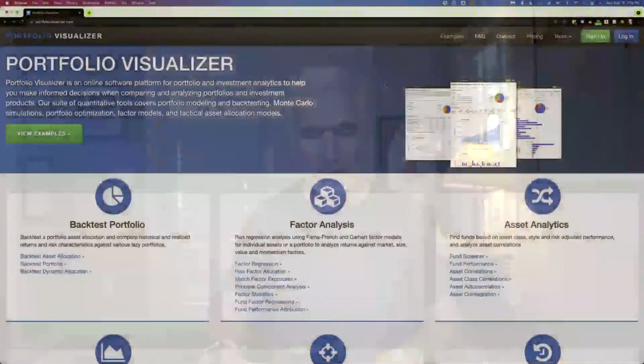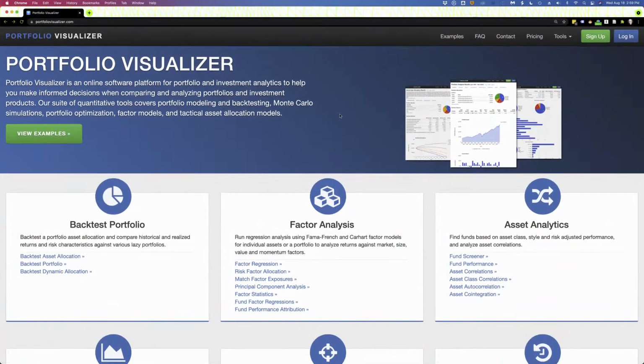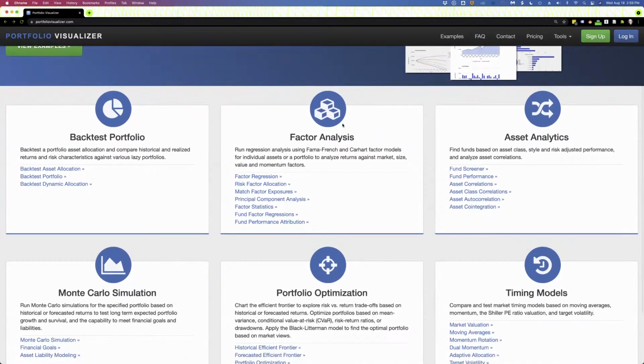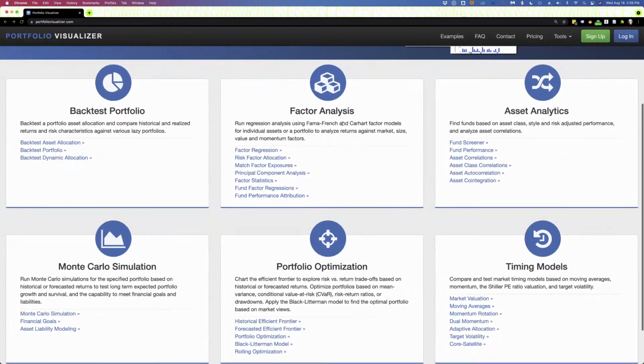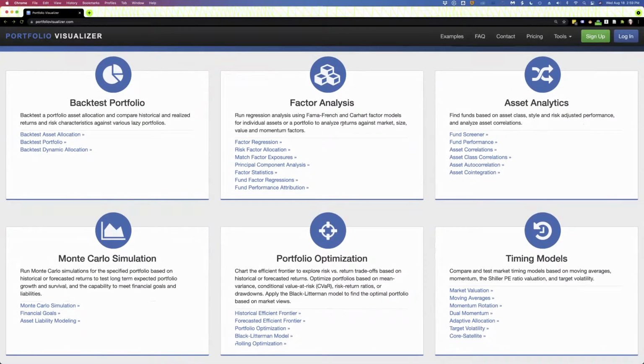This is what it looks like. And there's a free version and there's a paid version. I'm showing you the free version at the moment. I have the paid version. I may show you a little bit of that too. It adds some features, it's not dramatically different. Now, as you can see from the homepage, this thing does all kinds of stuff. Factor analysis, portfolio optimization, Monte Carlo simulation.